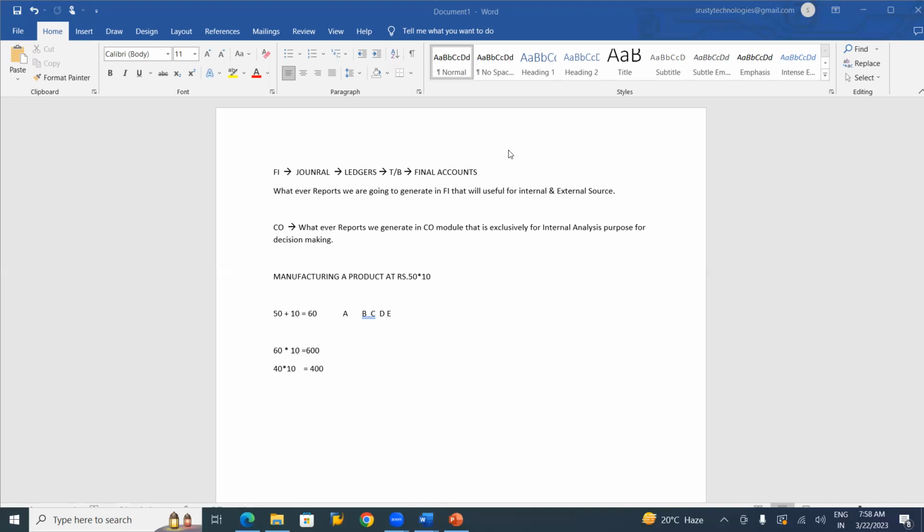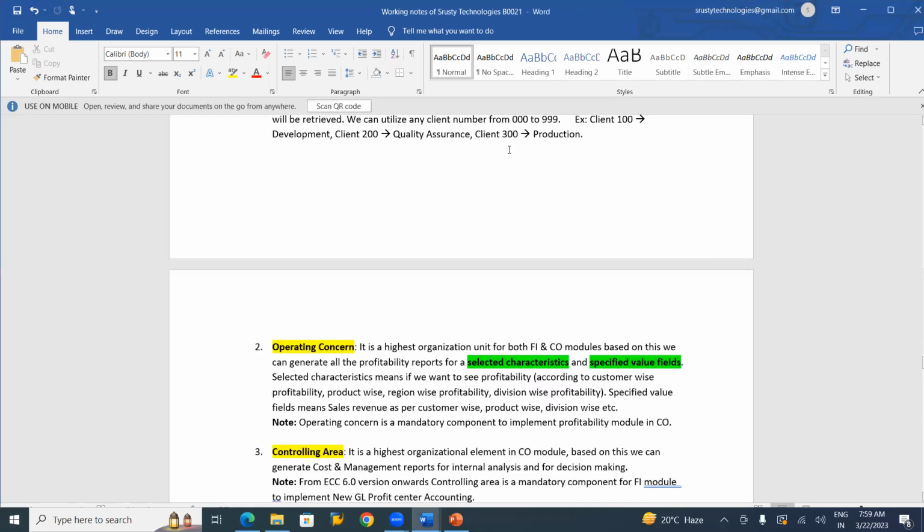So this is about your operating concern that we are going to see in depth, as Danish has mentioned. We are going to see in depth how we prepare our cash flows, funds flows, when we integrate with the SD model. So we are going to see in depth these specified value fields and selected characteristics fields. Clear?